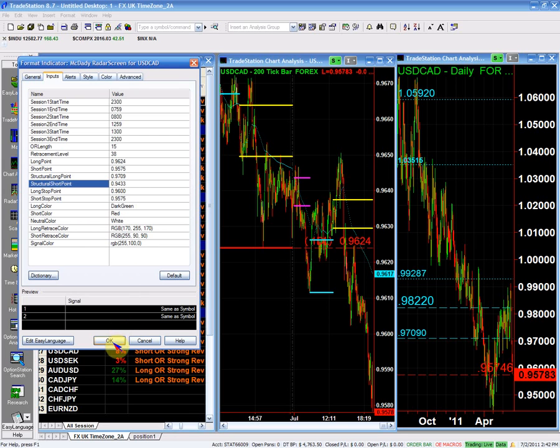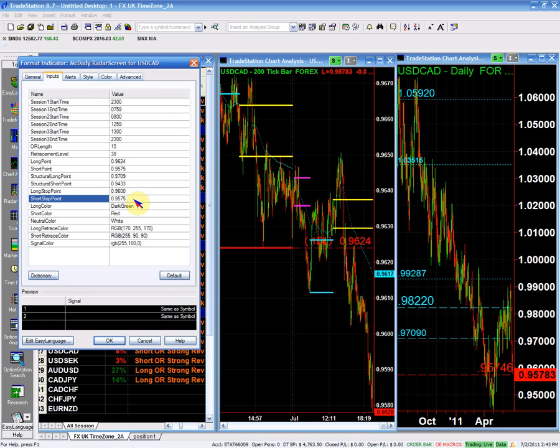So for the dollar CAD, we're going to buy it above 96.24. If we do, we're going to place our stop 24 pips away at 96. And the structure long point is the 97.09. On the short side, we're going to go short below 95.75. We are not going to give it too much room, so our stop is going to be the 95.75.